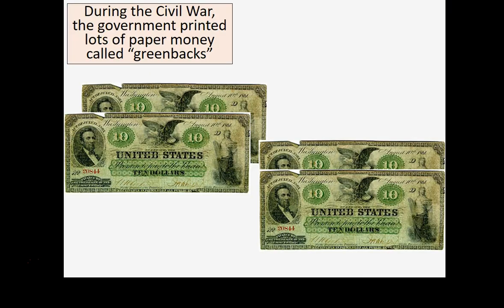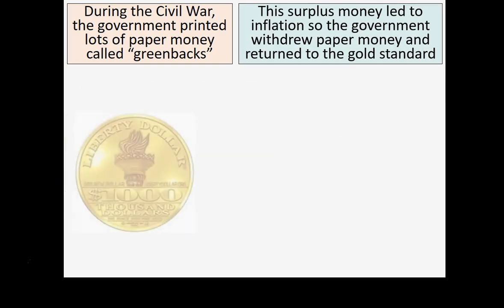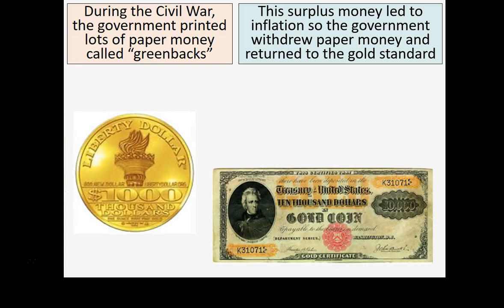The origins of this go back to the Civil War era. During that time, the government prints a lot of paper money, known as greenbacks. This surplus money leads to inflation, which is just the price of goods. So the price of things begins to rise. Because of this, the government stops relying on paper money. They decide it's not really working out as they had planned, and they return to the gold standard. The gold standard is when gold backs the value of money, meaning if you have $1, that dollar is backed by the equivalent of $1 of gold.